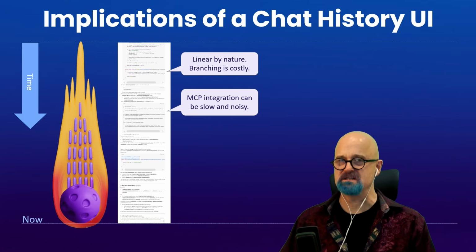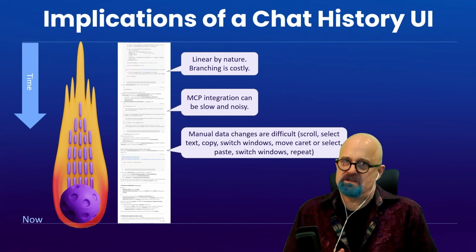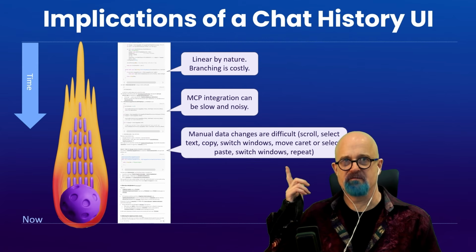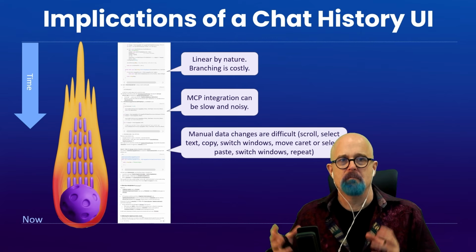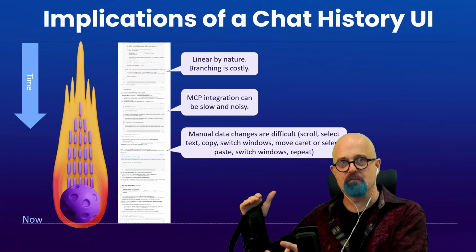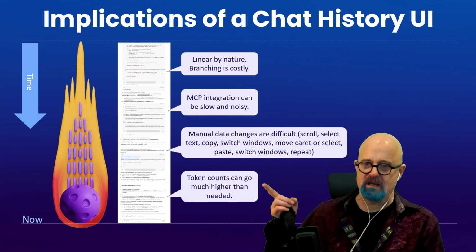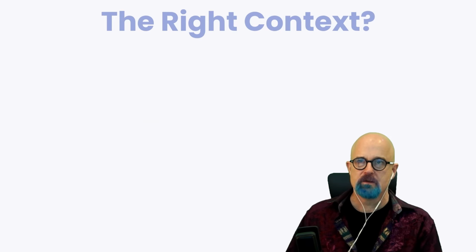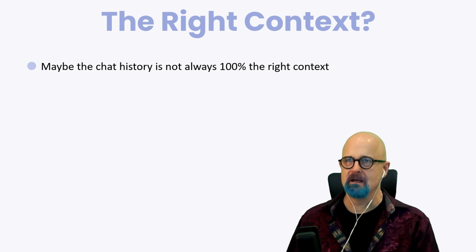MCP integration can be slow and noisy, and manual changes are difficult. In this UI, it involves scrolling, selecting text, copying to the clipboard, switching windows, moving the caret or selecting the text that you're going to replace, pasting, switching windows back, and repeating. And token counts can go much higher than needed. The right context. So the proposition here is that maybe the chat history UI that you're seeing everywhere is not always 100% the right context.